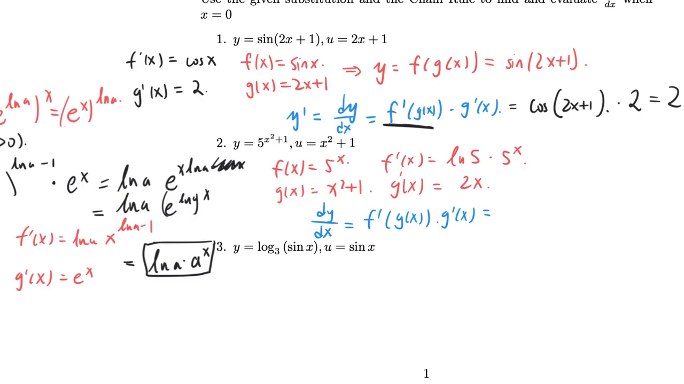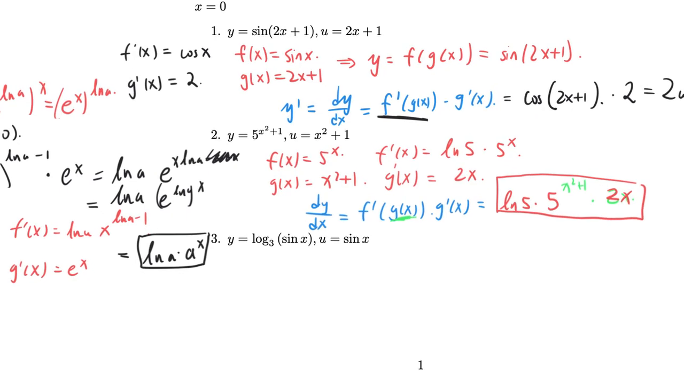So then we can plug in the expressions. F prime is ln 5 times 5 to the x, but then this x would become g of x. So g of x is x squared plus 1. And then we're going to multiply this by g prime of x, which is 2x. So this here is our derivative.